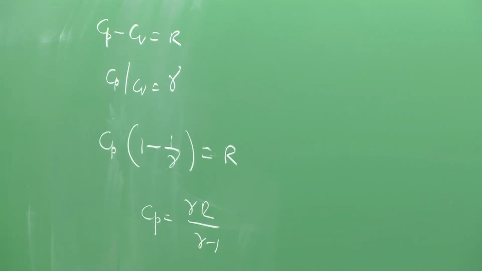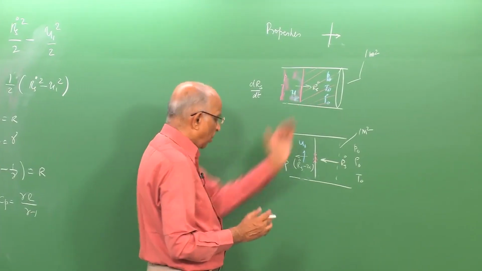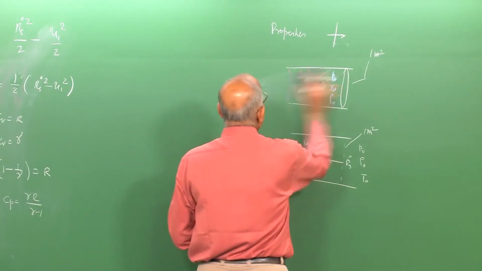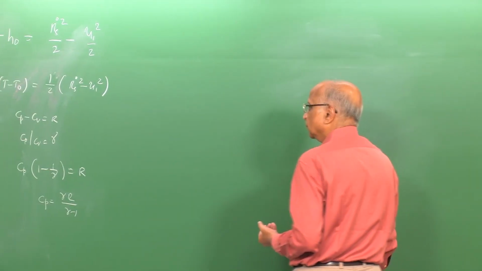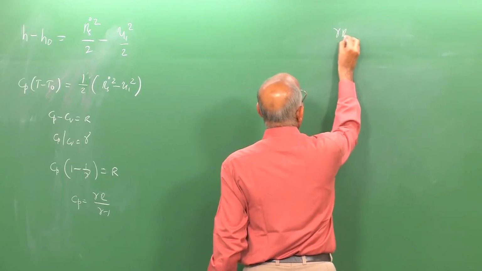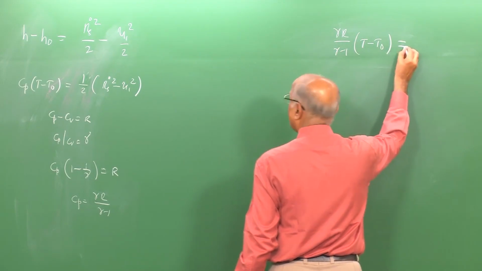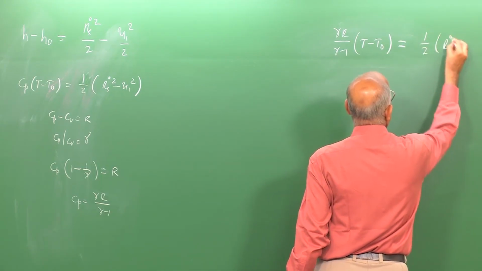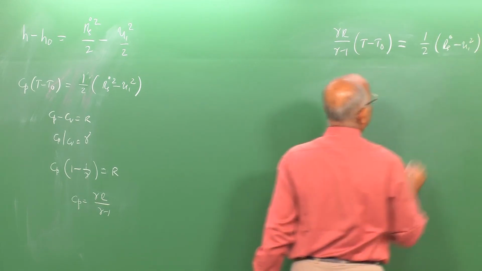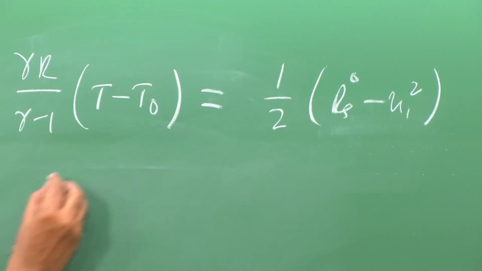Therefore, the energy equation, when we put some restrictions and tell ourselves we are only interested at present in a perfect gas into which a shock is moving, what is it we start getting? We get the equation as gamma R by gamma minus 1 into T minus T0 is equal to half into Rs dot square minus U1 square over here. Now, we look at this a little more closely. Let us first take a look at the left hand side.